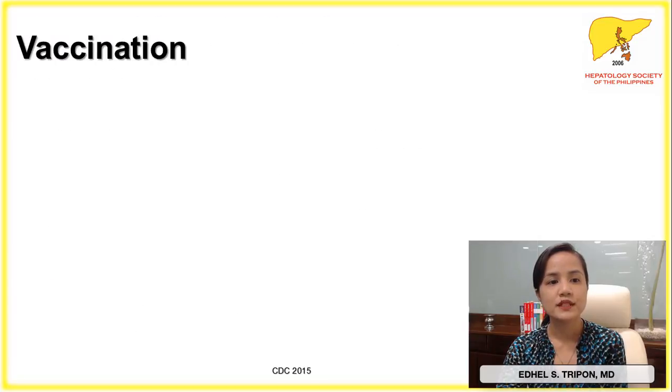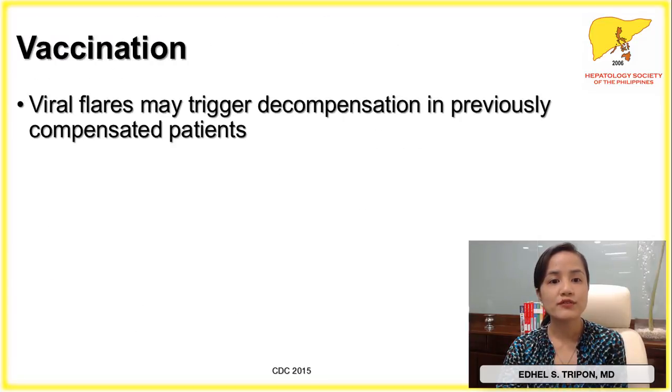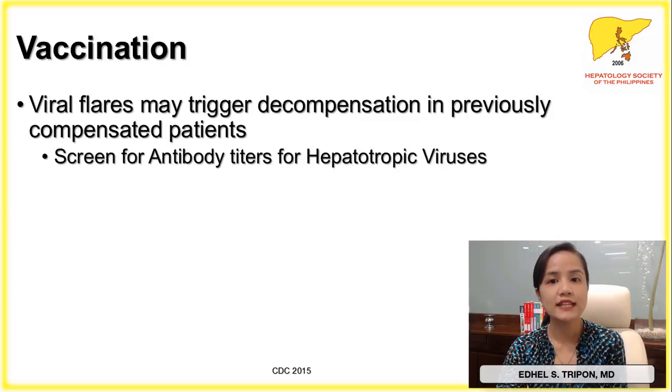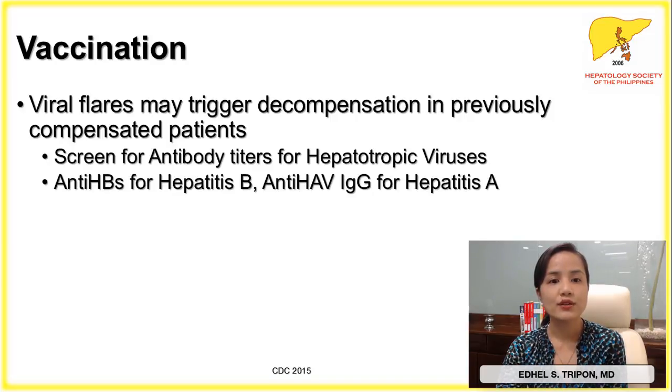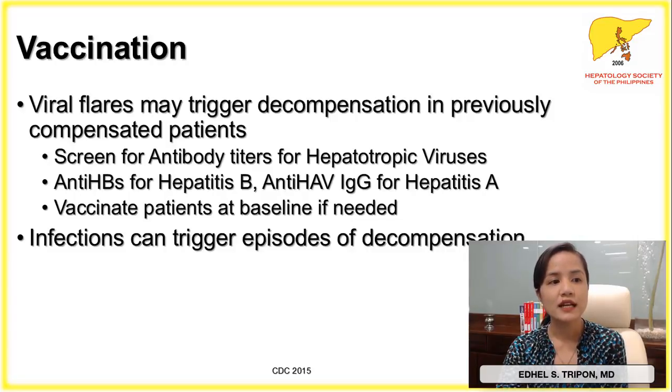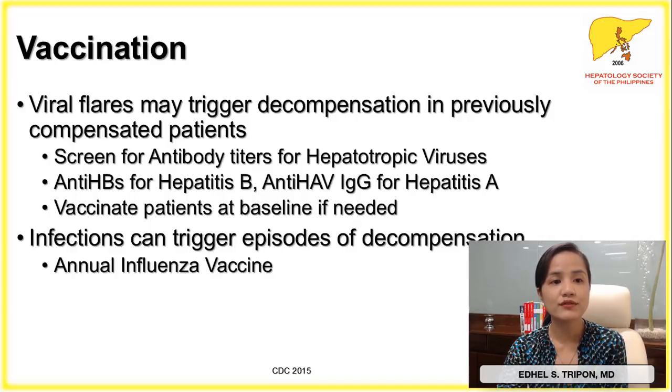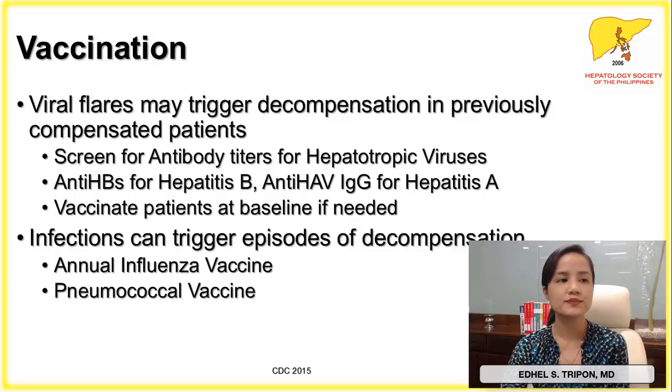Vaccination. Immunity to vaccine-preventable hepatotropic viruses, especially hepatitis A and B, should be established at baseline diagnosis. Those without protective antibodies should be vaccinated, while other vaccines like the influenza and the pneumococcal vaccine should be advised to prevent infections that trigger episodes of decompensation.